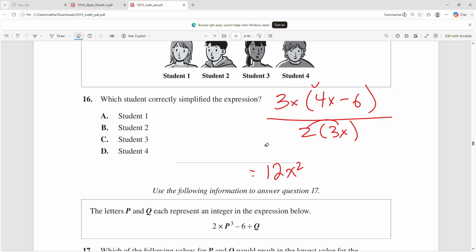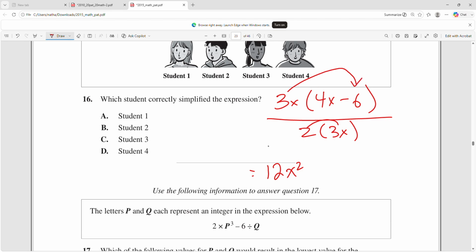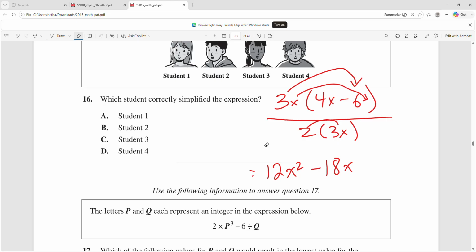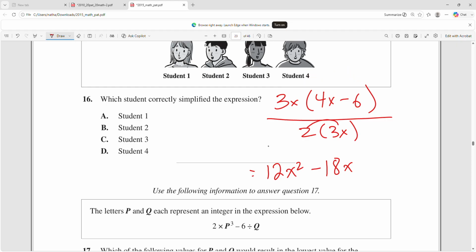Okay. And next I'm going to multiply 3x times negative 6. So 3 times negative 6 is negative 18. And then x times, well, there's nothing else there, so it's just going to be x, right? There's no other x's to multiply, so we just get x. Okay. And then that's all going to be divided by 2 times 3x. There's no x here, so we're just multiplying the numbers. 2 times 3, we get 6x.